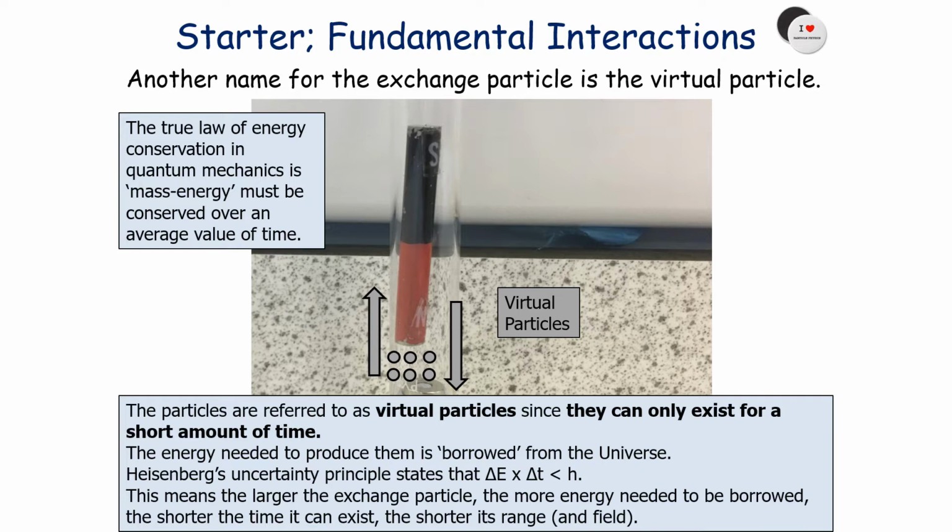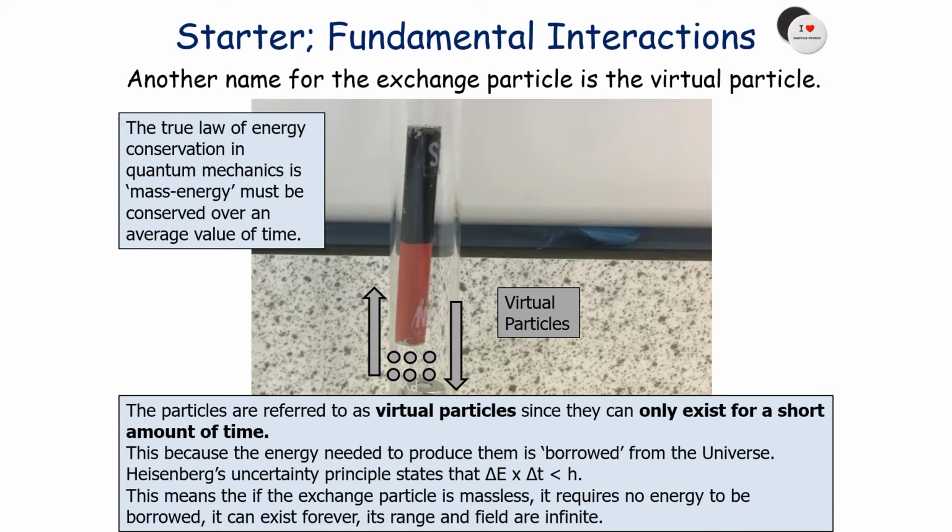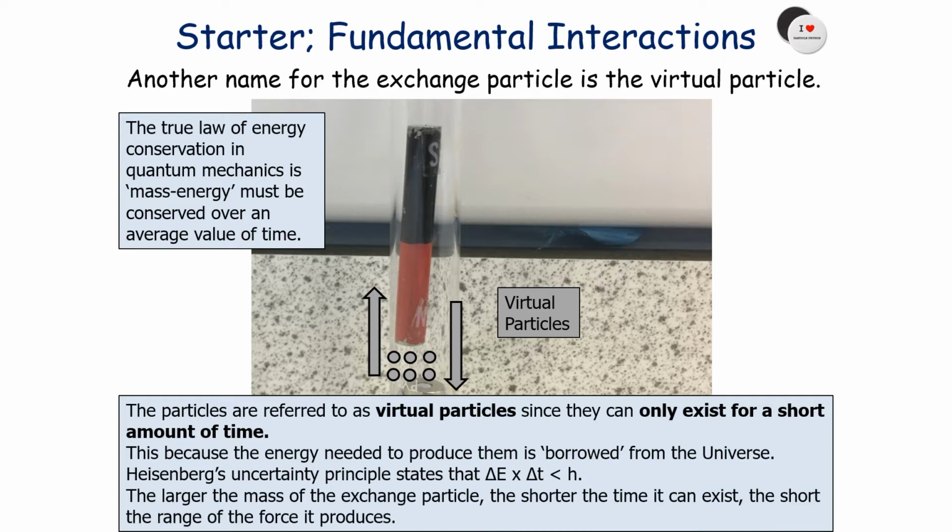So what this means is, from Heisenberg's uncertainty principle, the larger the exchange particle, the more energy needed to be borrowed to produce it, so the shorter the time it can exist, so the shorter its range, the furthest it can travel, and therefore the field. So this means that if the exchange particle is massless, such as the photon, it requires no energy to be borrowed from the universe, so therefore it can exist forever, so its range is infinite, so the field it projects is infinite. So let's just clarify that the larger the mass of the exchange particle, the shorter the time it can exist, so the shorter the range of the force it produces.